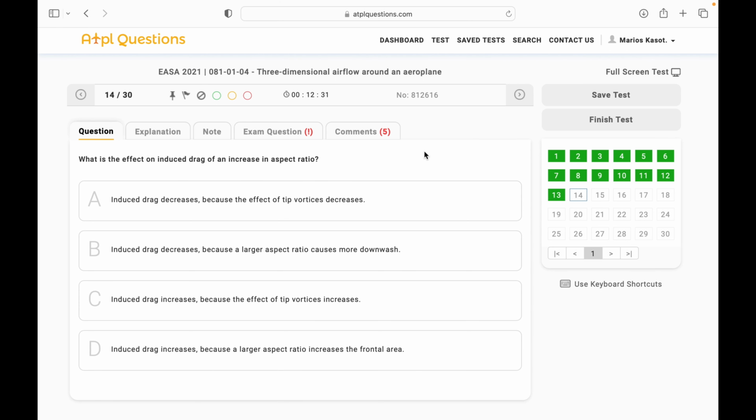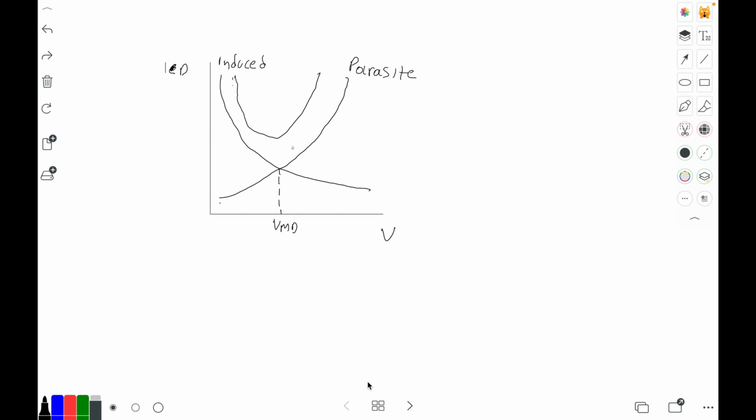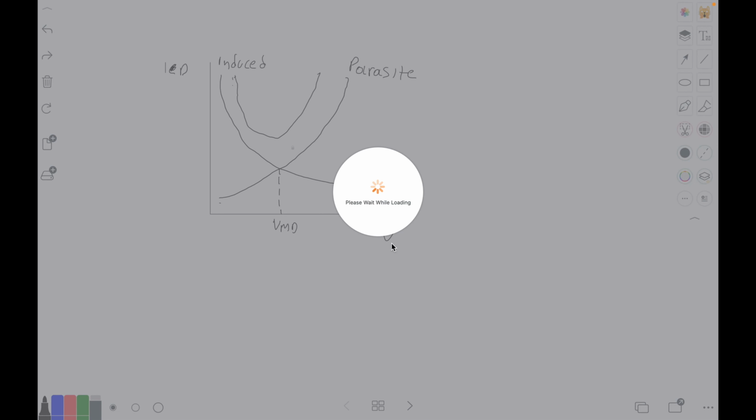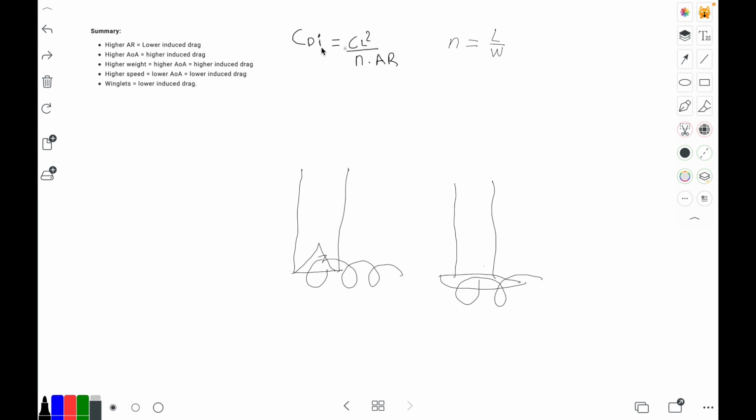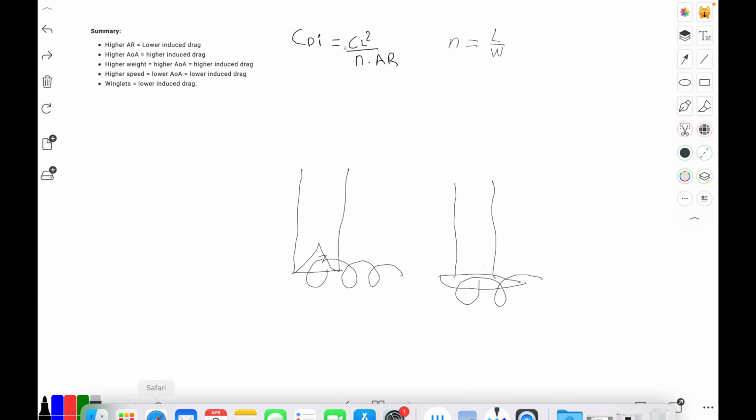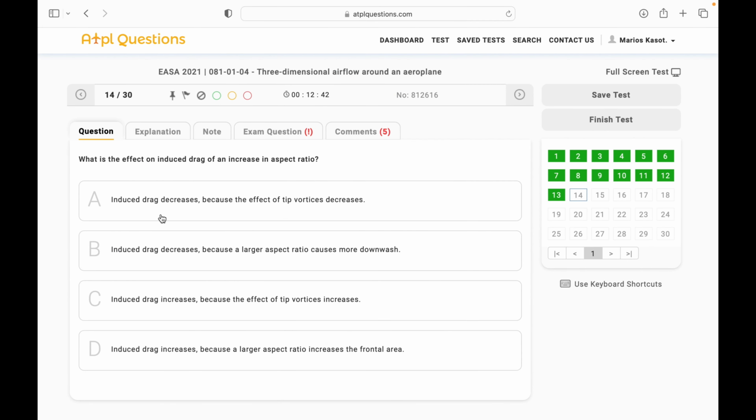What's the effect on induced drag of an increase in aspect ratio? An increase in aspect ratio will decrease induced drag. So induced drag decreases because the effect of tip vortices decreases.